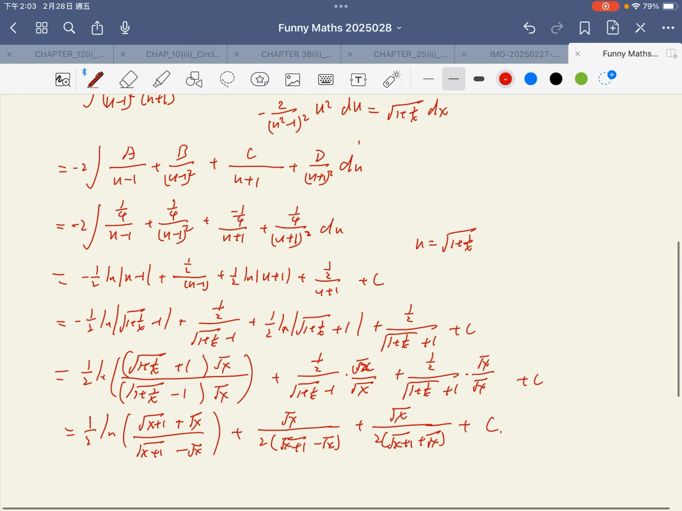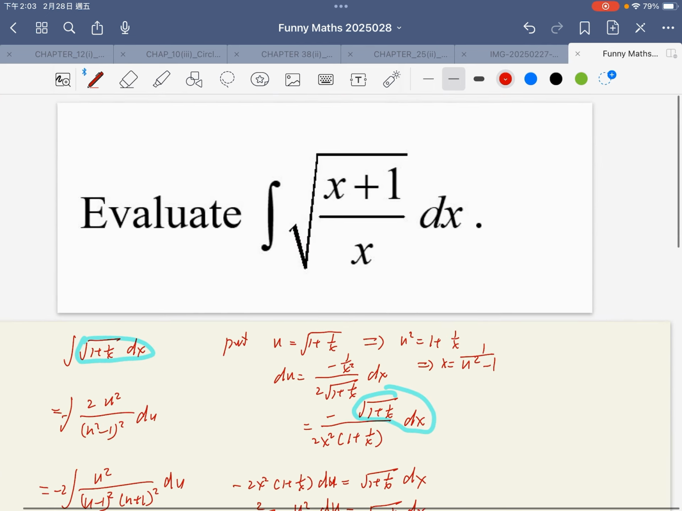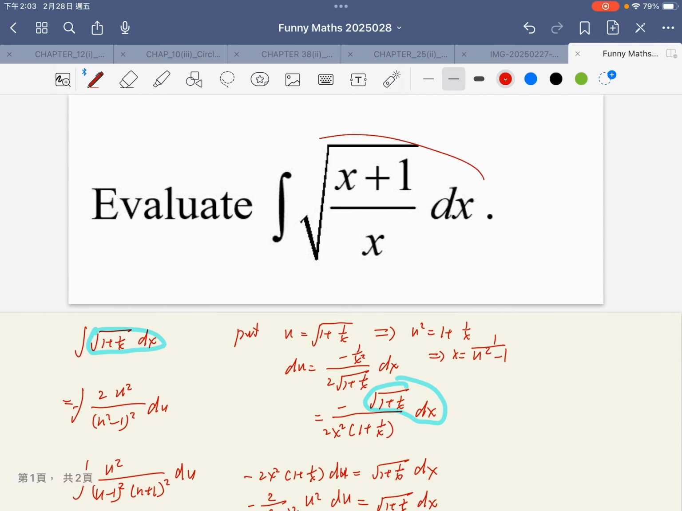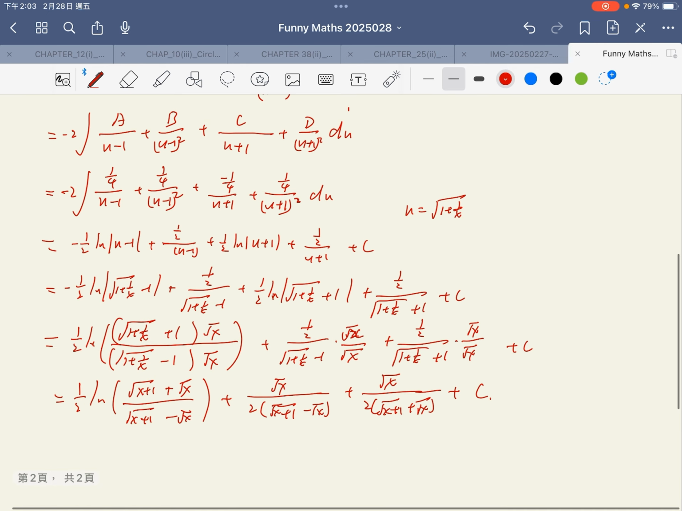I think most people, if it is your first time to load this question, you cannot expect this. It is a very crazy question, because the answer tells you how crazy it is.